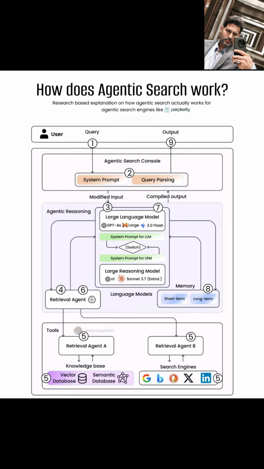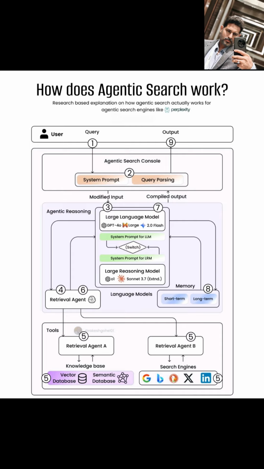Search engines, familiar ones like Google, Bing, DuckDuckGo, X, formerly Twitter, and LinkedIn, but used in a more intelligent and targeted way. Potentially other specialized APIs or data sources. The retrieval agent uses the prompts generated by the LRM to strategically query these tools.